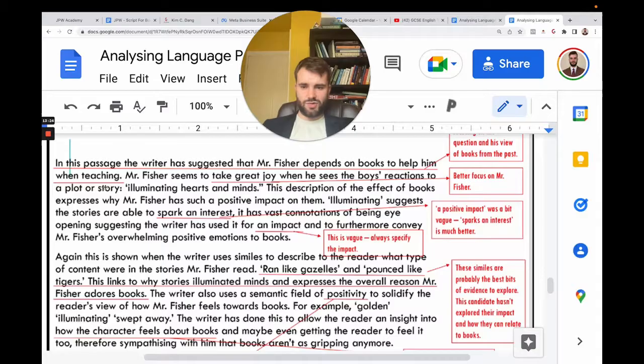Illuminating suggests the stories are able to spark an interest. It has vast connotations of being eye-opening, suggesting the writer has used it for an impact. But what is the impact? Never say an impact. You always have to say what the impact is. And to furthermore convey Mr. Fisher's overwhelming positive emotions to books. Okay, so positive, but that's too vague. Positive in what way? Is he excited? Is he calm? Is he joyous? Like, what is the positive feeling? And what is the positive attitude? You need to be much more exact than this student has been.